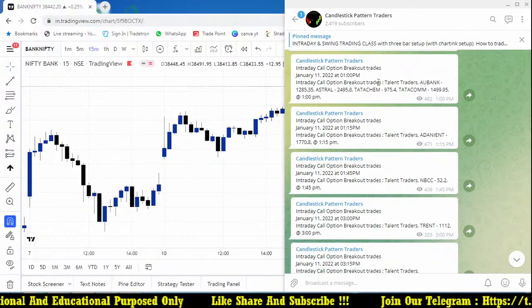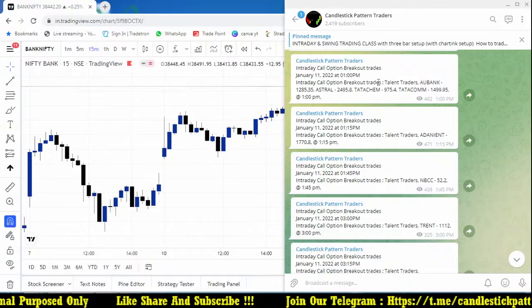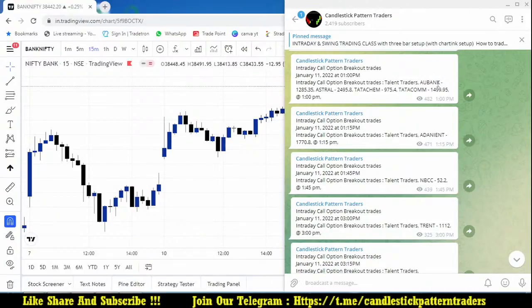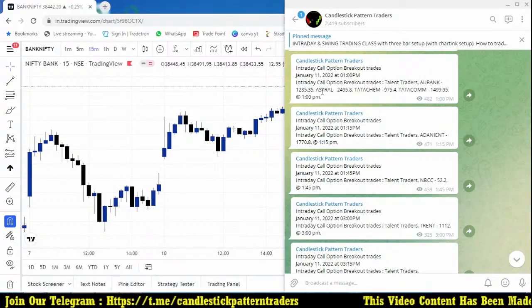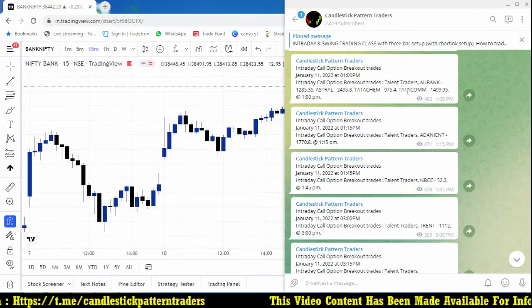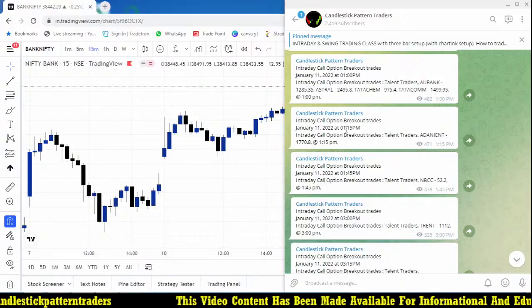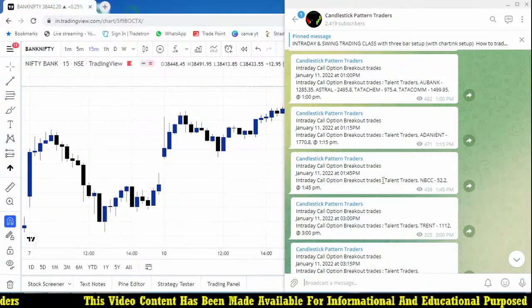We are sending this kind of alerts on Telegram. Intraday call option breakout trade at 1 p.m.: AU Bank. The signal was generated by 1 p.m. in Astral, Tata Chemical, Tata Communication, and at 1:15 p.m., Adani Enterprise.